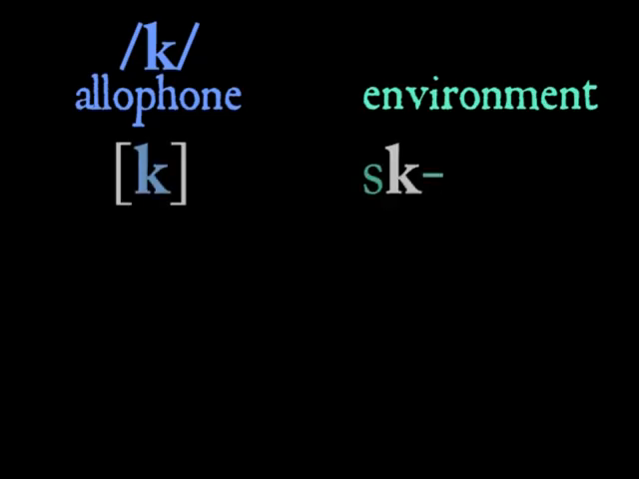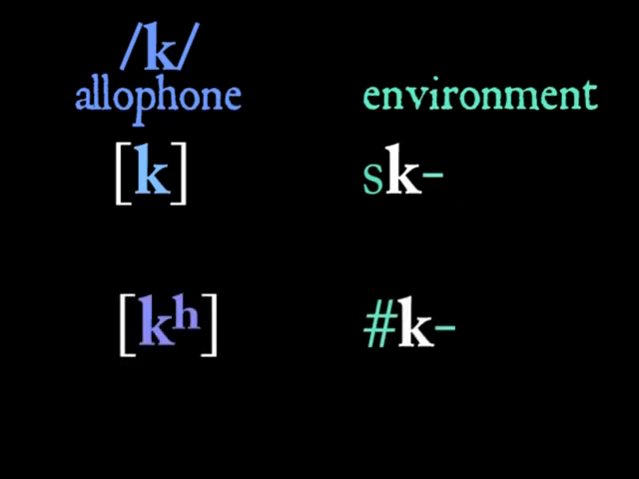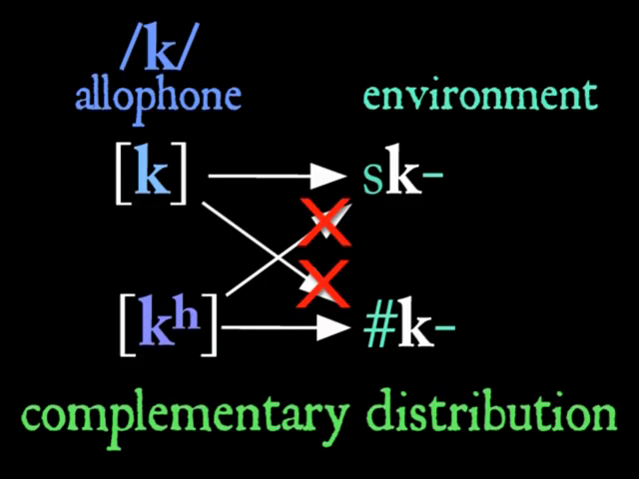The sounds K and K show up in different places. After S, we hear only K: sky, scan, skirt. But at the beginning of a word, we hear K: can, keep, cool. These allophones show up in different environments. Where we find one, we won't find the other, and vice versa. That kind of mutually exclusive relationship is called complementary distribution.